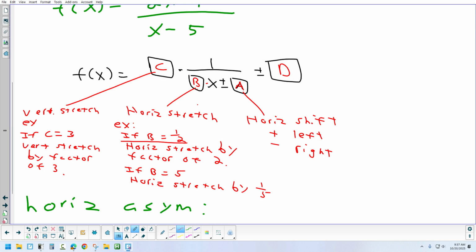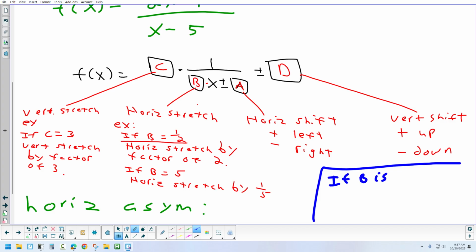Okay, so we got that, and then the last one is D. What do you think D is going to be? That's your vertical shift. Anytime you add or subtract, that is always a shift. If it's in the bottom of the fraction, it's horizontal. If it's on the outside of the fraction, that's your vertical. So vertical shift. And nothing backwards about it. Positive is up. Negative is down.